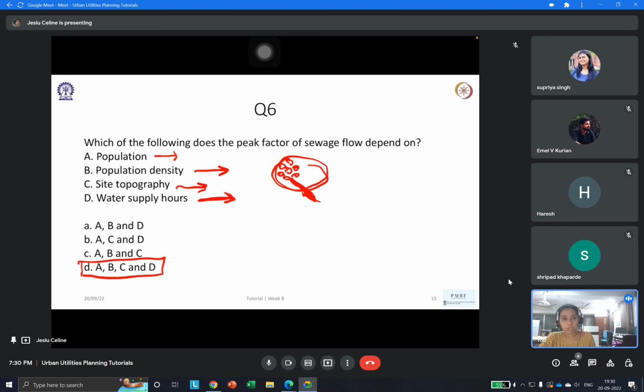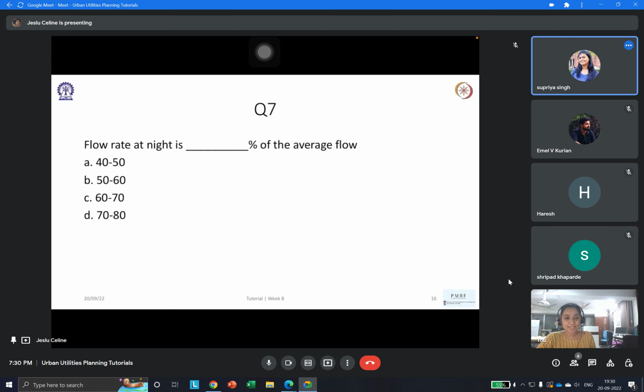Fine. Any doubts in this question? Shall we proceed further? Yeah, let's proceed further. Flow rate at night is dash percentage of the average flow. Guesses?